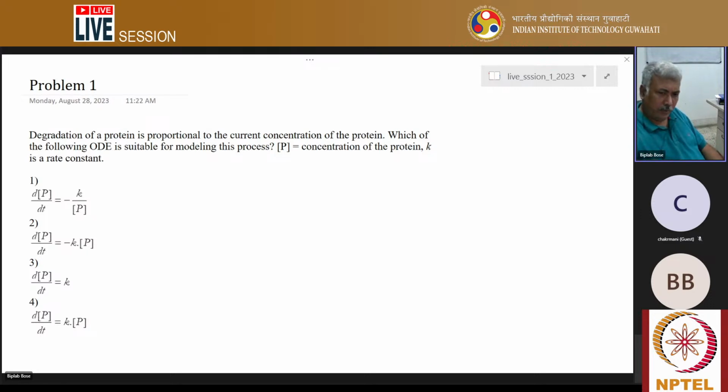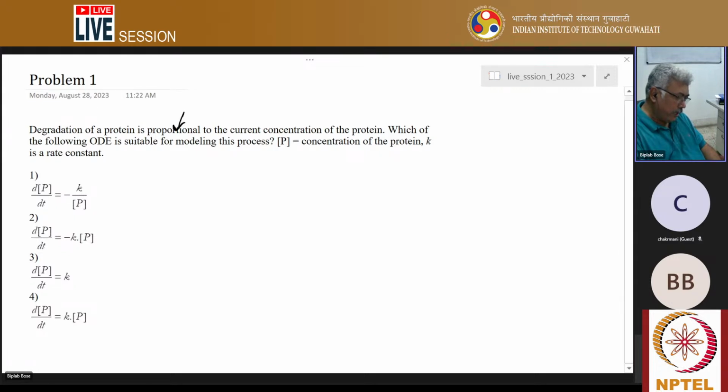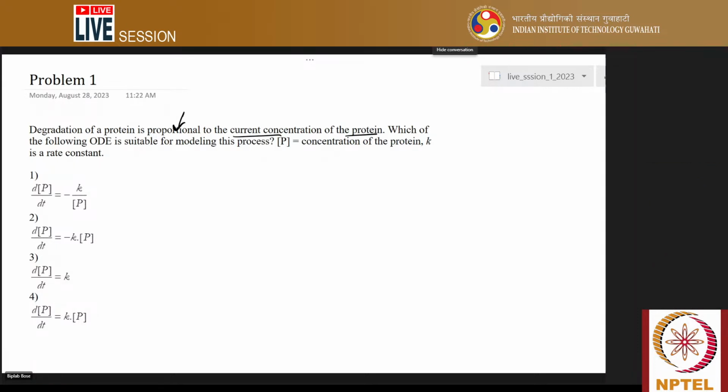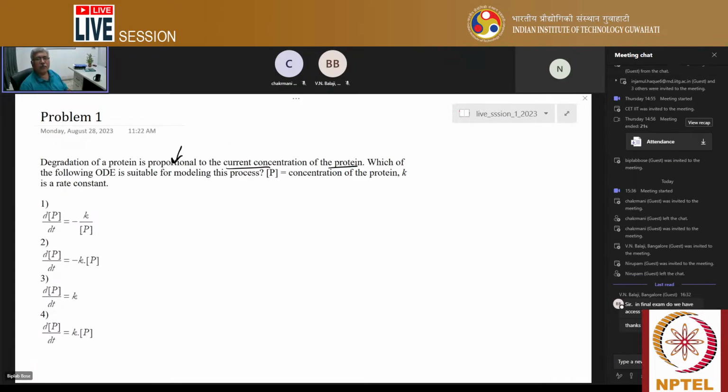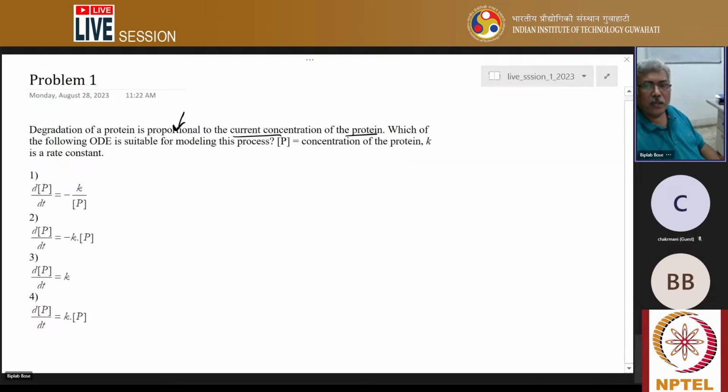Let us start with a very simple one. What we are saying here is that the degradation of a protein depends proportionally, this is important, proportional to the current concentration of the protein. I hope you can see the question here. There are 4 options given. Which of these differential equations is the correct one to represent the degradation process, where only protein is getting degraded? So we are not bothered about protein production. We only want to capture the protein degradation. Which of these 4 will be the correct answer?